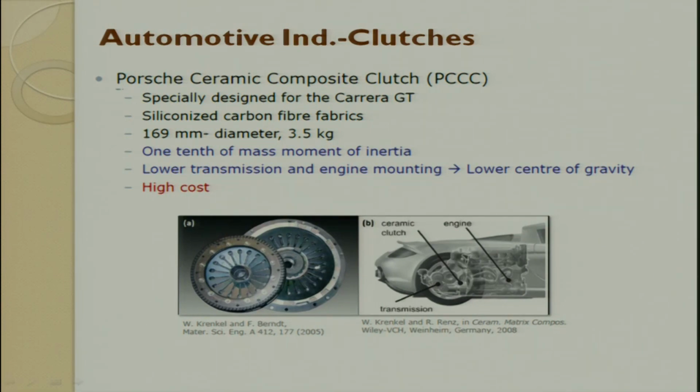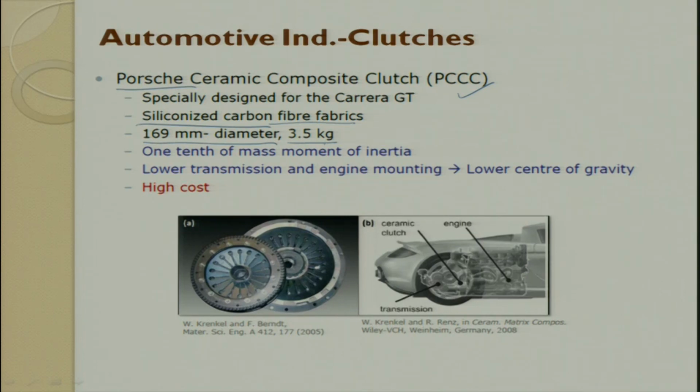The Porsche ceramic composite clutches are made out of it, which is called PCCC, Porsche ceramic composite clutches. Designed with siliconized carbon fiber fabric used here. The diameter is about 170 millimeters, and the weight is about 3.5 kgs.